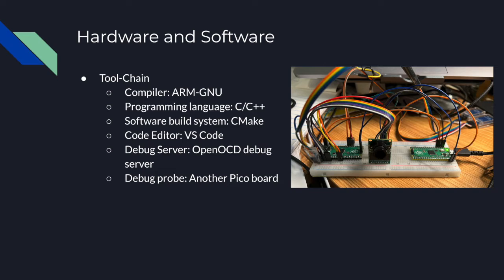So you can see that the image on the right has two Pico boards. One Pico is used for neural network and motion detection. The other Pico actually serves as a programmer and debugger. The Pico team actually provides software to turn a Pico into a programmer and debugger.